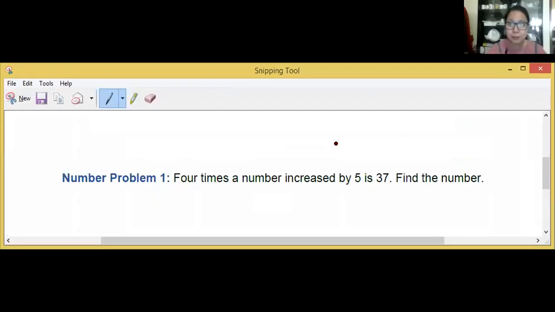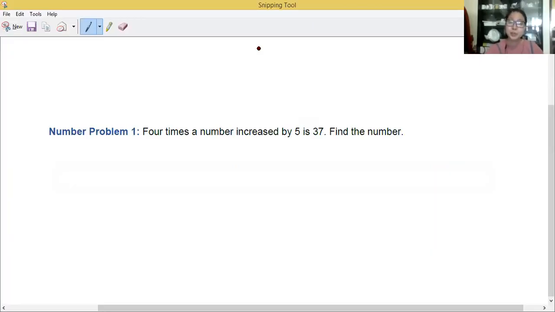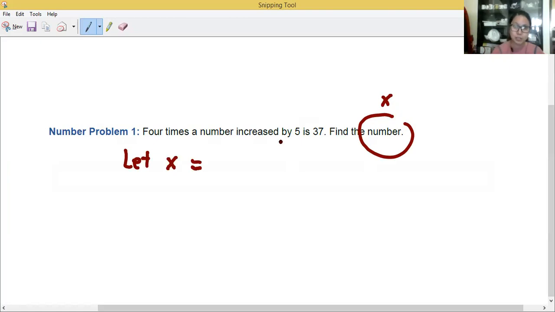Our first number problem states, 4 times a number increased by 5 is 37. Find the number. Now we need to understand our problem. What is the problem? What is being asked? We are looking for the number. So, do we know the number? No. So we could say the number is x. To write it, we say let x be the number.